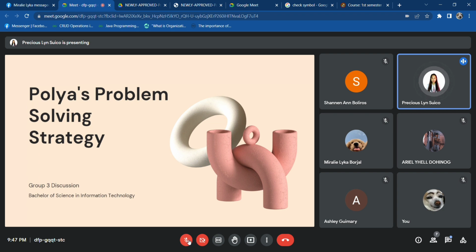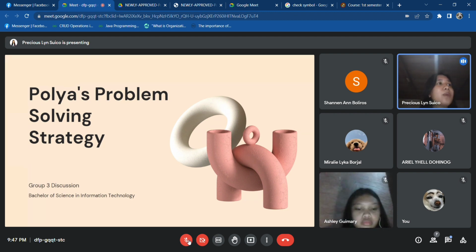So we will discuss about Polya's problem-solving strategy. As a programmer, we face problems every now and then. In order to start the program, we go through the basic steps. Currently, there are a lot of problem-solving strategies that were discussed in GE 112 or Mathematics in the Modern World. However, we chose the Polya's problem-solving strategy because we saw its effectiveness in trying to solve the problem in programming.